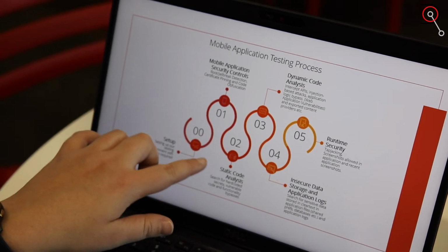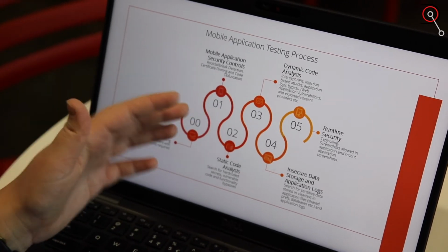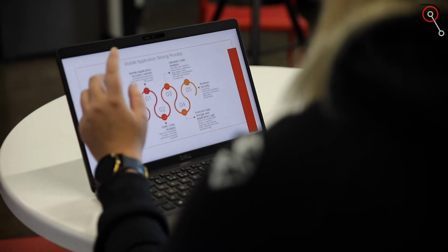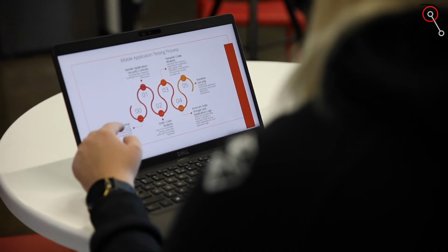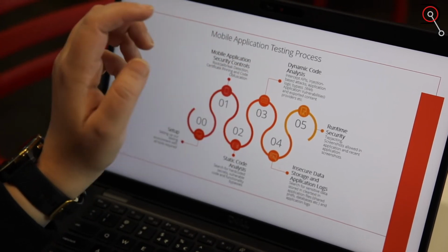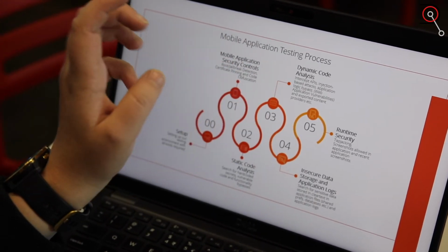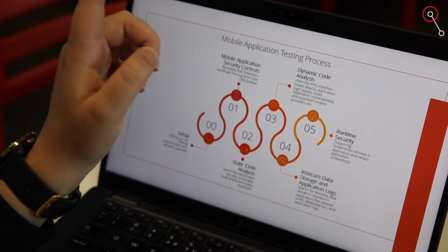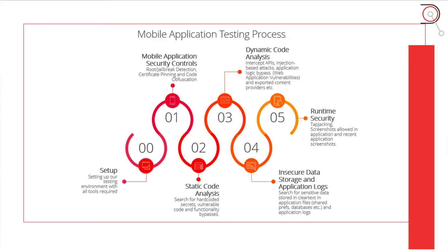Next, we have static code analysis. Here we will search for hard-coded secrets, vulnerable code, and functionality bypasses or weaknesses that we can see in the code. So we will be physically looking at the code with a Java decompiler. Next, we have dynamic code analysis, where we will be intercepting the APIs and performing injection-based attacks such as SQL injection and cross-site scripting. Next, we have application logic bypasses, and searching for exported content providers, and everything we found in static code analysis, here's where we will try and exploit it.